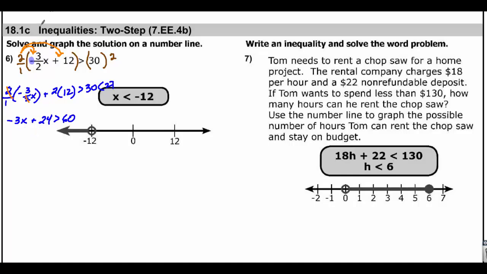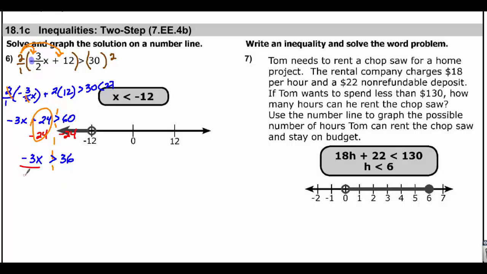Take away the 24 from both sides. I didn't draw it, but you know we're doing the same thing to both sides. Take away the 24 from both sides. 0 pairs right there. Negative 3x here. 60 minus 24, 36.